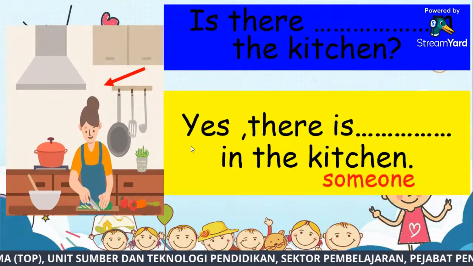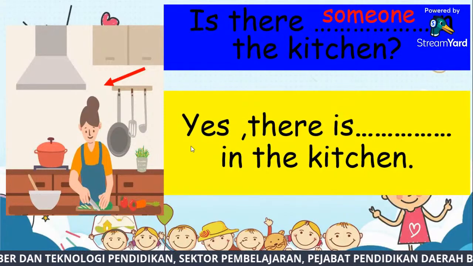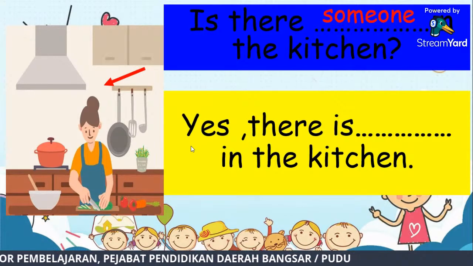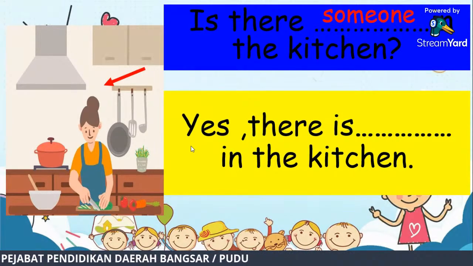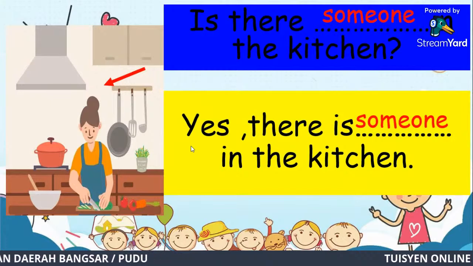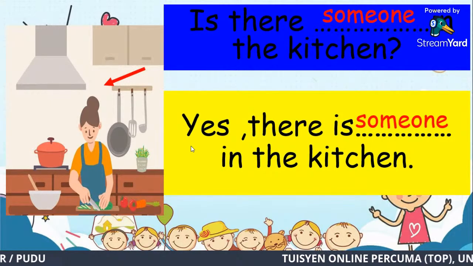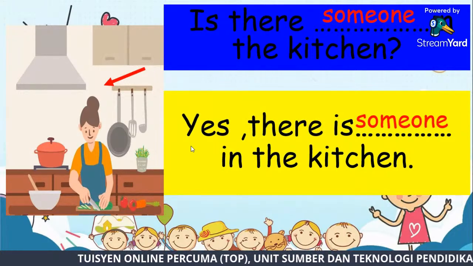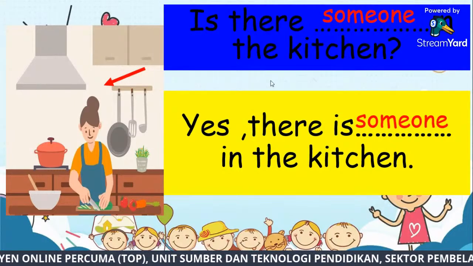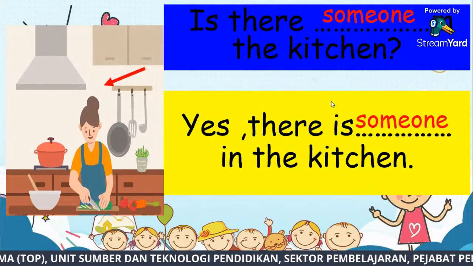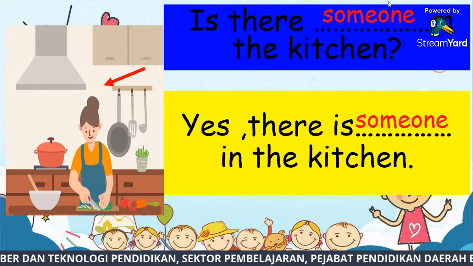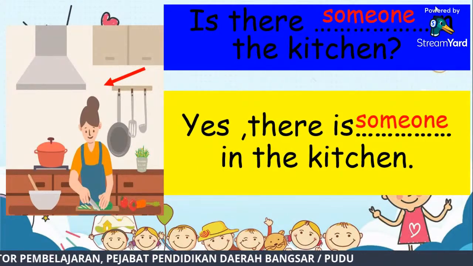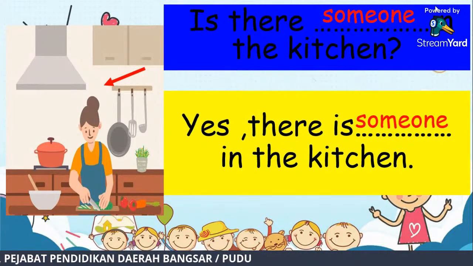So what will be the answer? The first question, is there someone in the kitchen? Or you can say, yes, there is someone in the kitchen. It could also be accepted if the question is, is there anyone in the kitchen? That also can be accepted, or someone also can be accepted. So that's how it works.